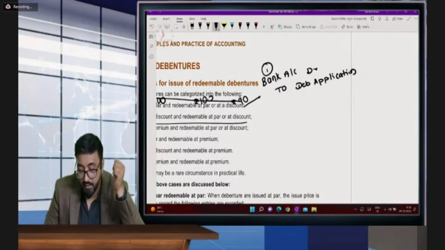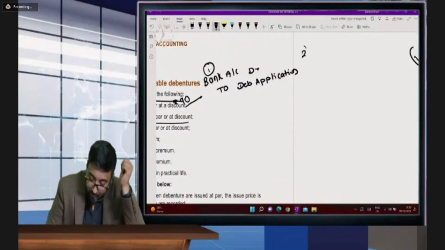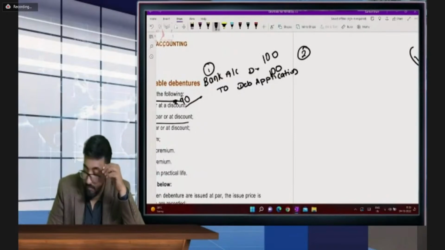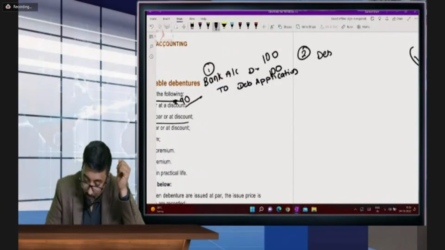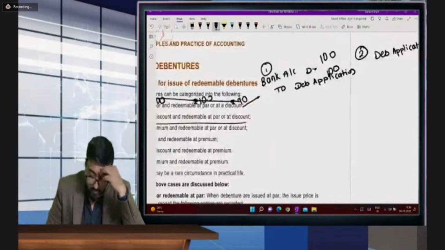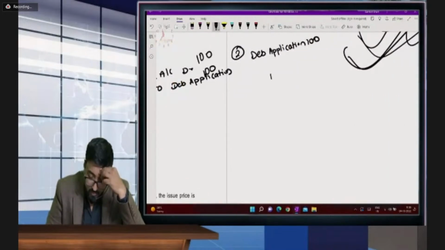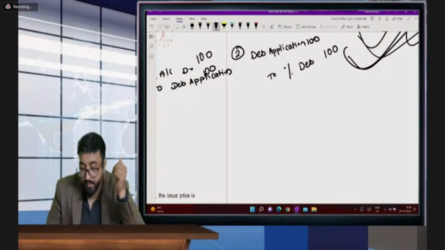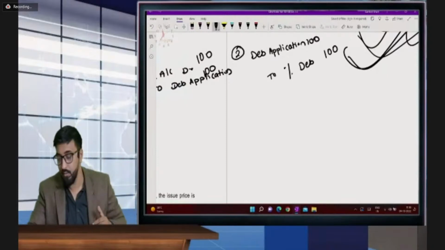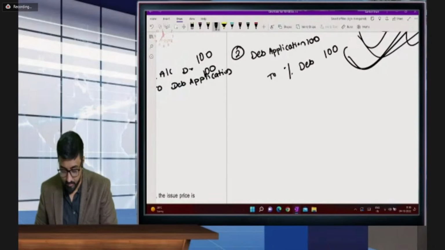Bank account debit to debentures application. 100, 100. How much did I receive? 100, 100. Debentures application 100. Percentage debentures 100. Percentage debentures 100.